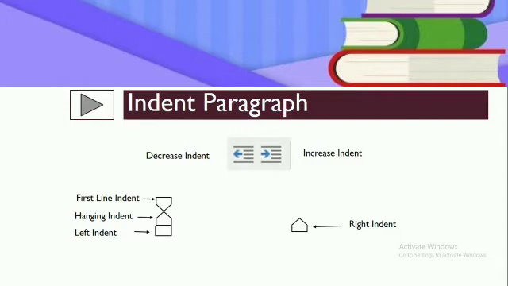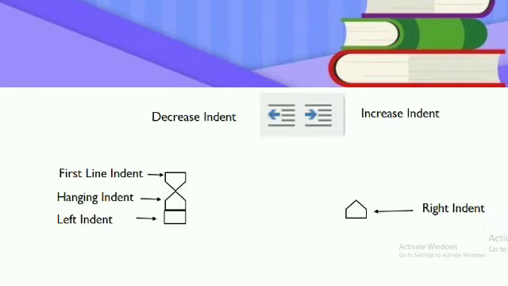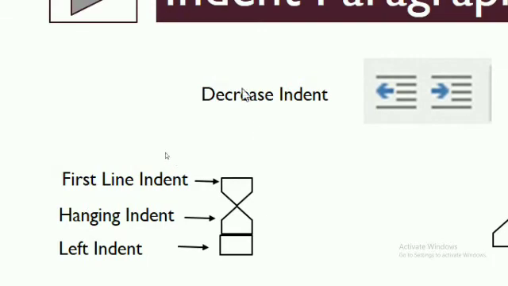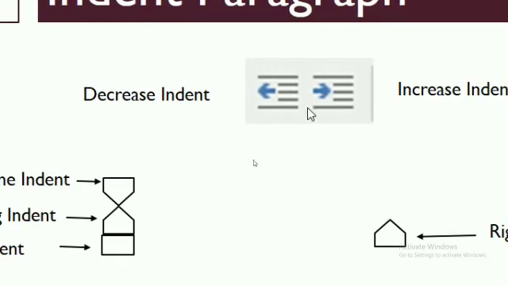This is your indent paragraph. So how can we indent our paragraph? This feature helps us to align the text in our document. By using this diagram, I will explain the options of indentation. Four options are there: first line indent, hanging indent, left indent, and right indent. So by using all of these options, we can indent our text.